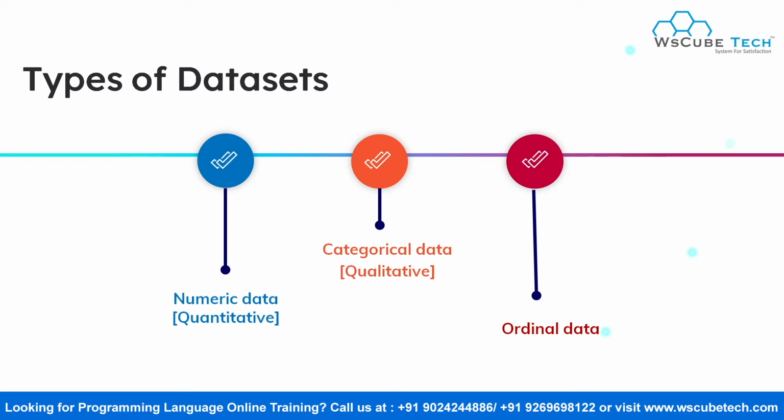Talking about ordinal data, you can understand it as a hybridization of both the numerical data as well as the categorical data. Now let's understand this with the help of an example.